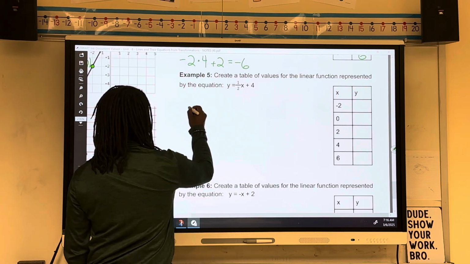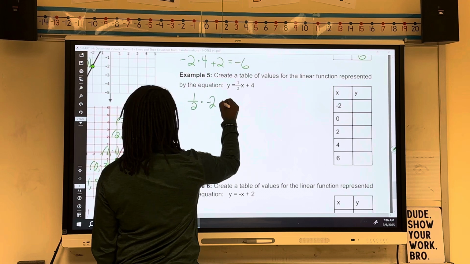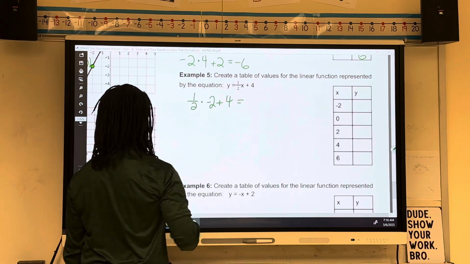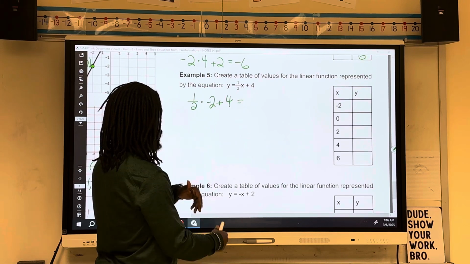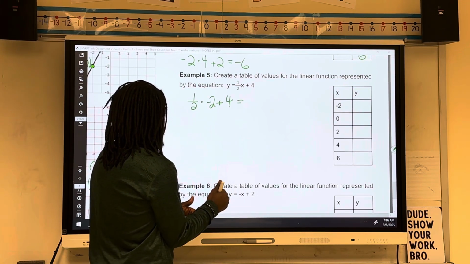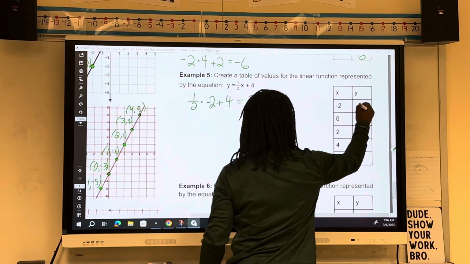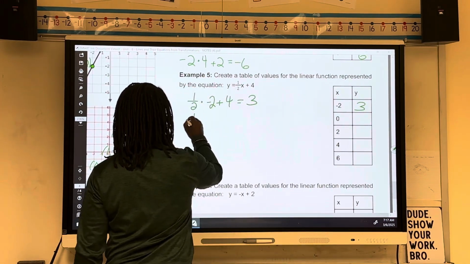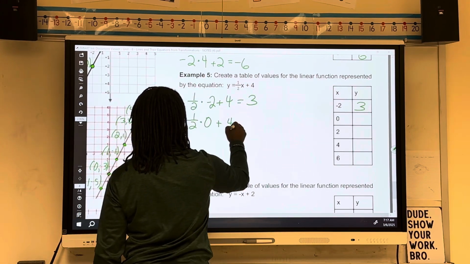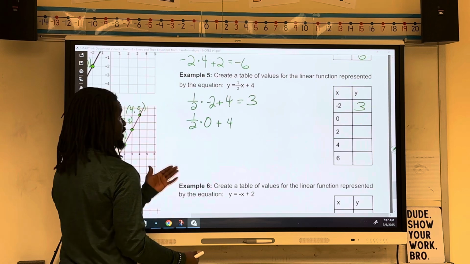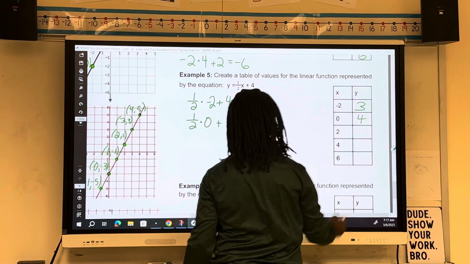All right, so first we got 1/2 times -2 plus 4. So 1/2 times -2, half of -2 is going to give you -1, right? I'm dividing that by 2. So -1 plus 4 is going to give me 3. So our answer is 3 there. Then we have 1/2 times, again, I'm going to put in 0, plus 4. So 1/2 of 0, anything times 0 is 0, plus 4 is going to give me 4.